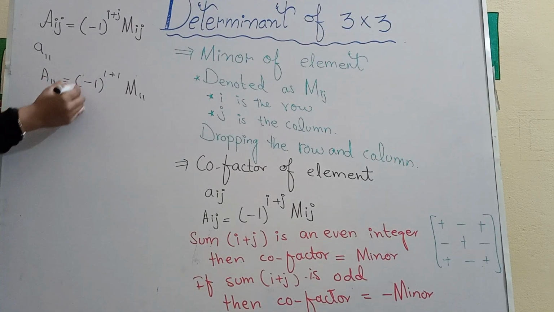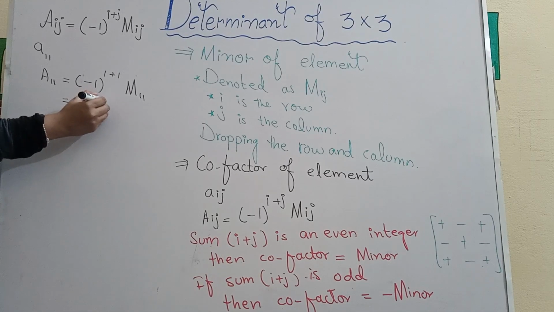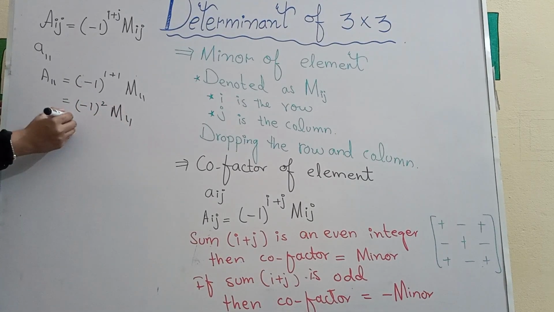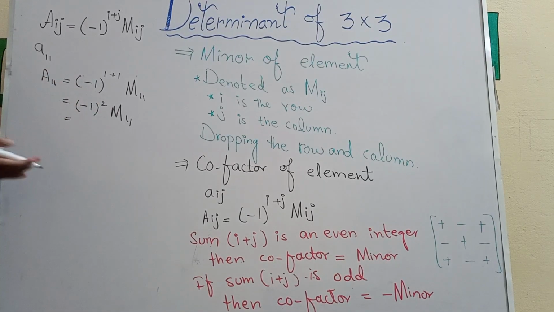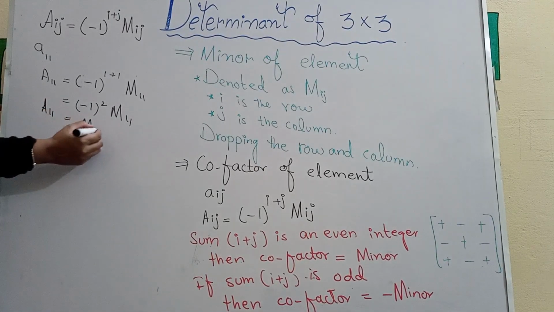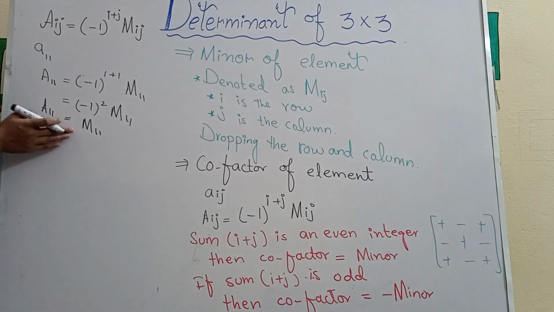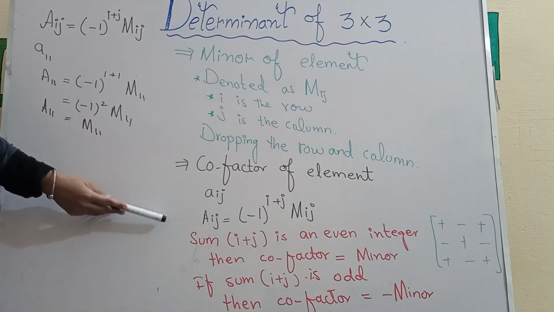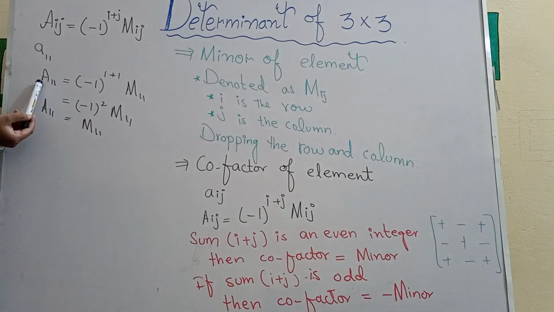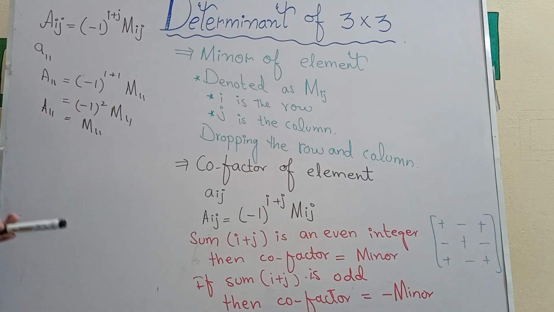And here -1 power 2 M11. So whenever a negative value has an even number in its power, it becomes positive. So we can say the cofactor of this number is equal to the minor of the same number. So if the sum of the row and column is an even integer, then the cofactor is going to be the minor of the element, and if it is not an even integer, then it is going to be the negative of the minor.